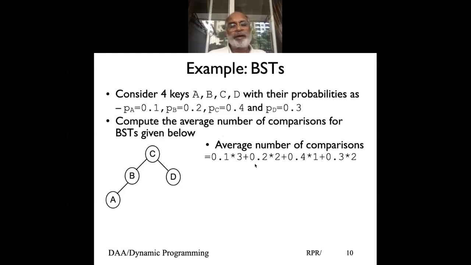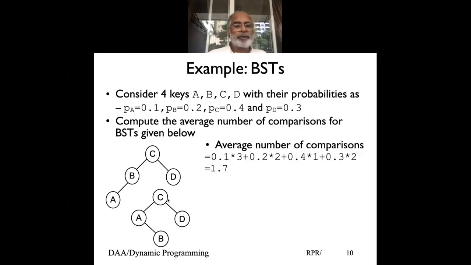So 2 into 0.2. C would be found within 1 comparison, and probability of C is 0.4, so 0.4 into 1. And probability of D is 0.3. For finding D, we need 2 comparisons, first with C, second with D. So it becomes 0.3 into 2. And this value basically becomes 1.7.